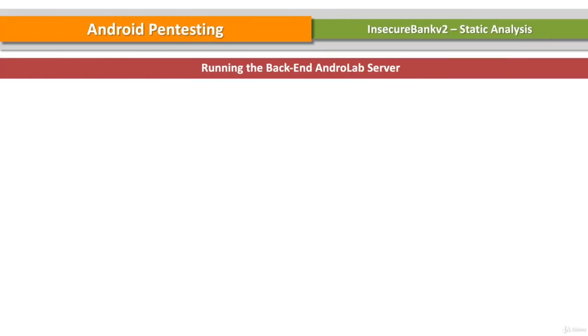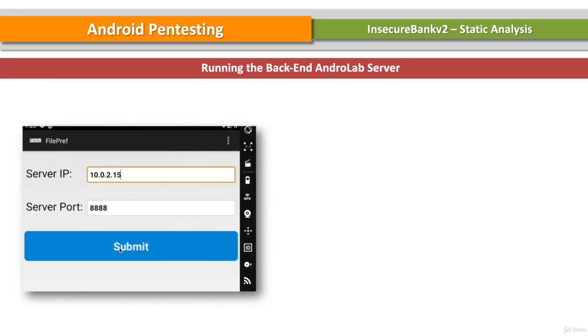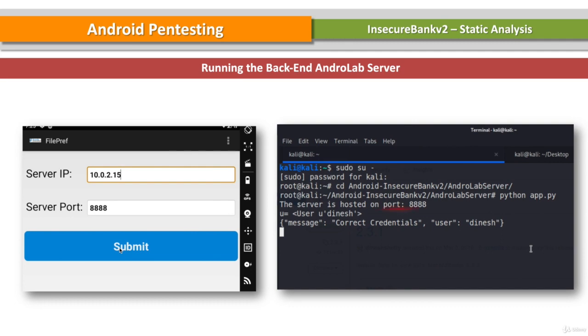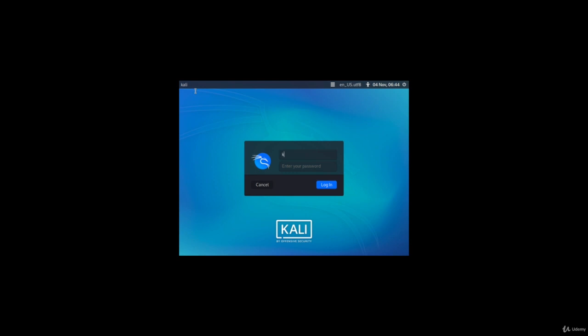Now, before you start testing the Insecure Bank application, you're going to need to set up the application and its backend server. So let's get started. Go to your Kali machine and log in with the default credentials, kali and kali.